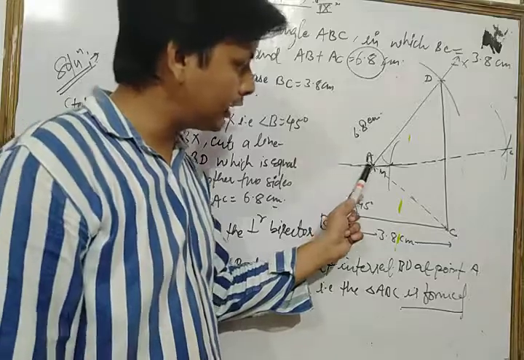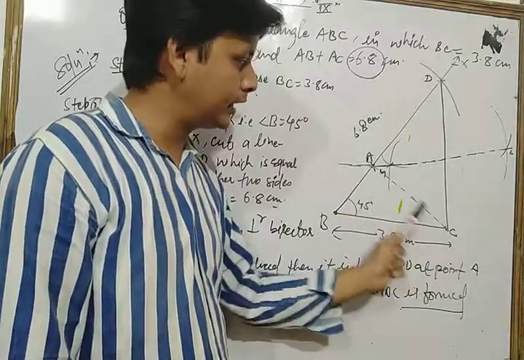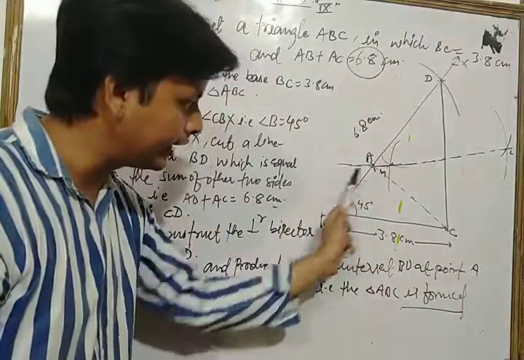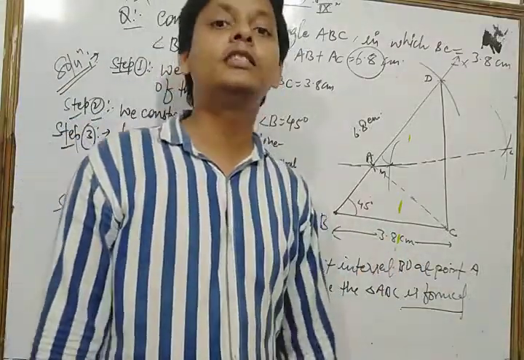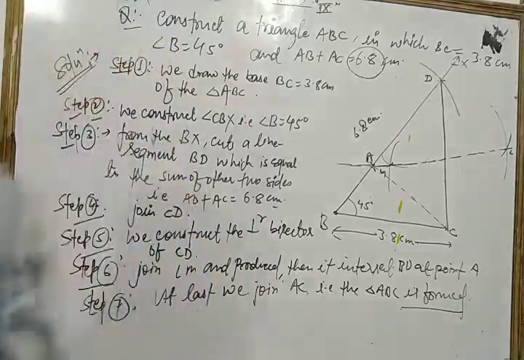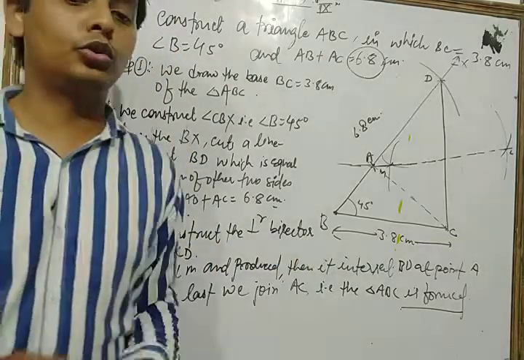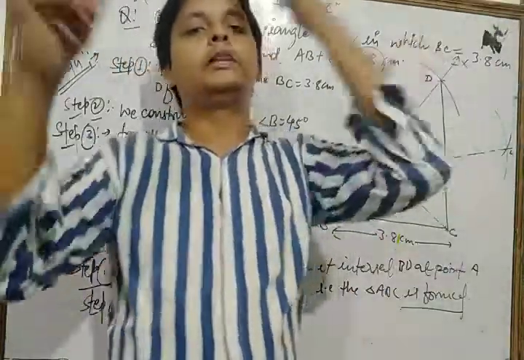Now after that we join AC. So here ABC is our required triangle. So dear student, in this way we completed that topic.